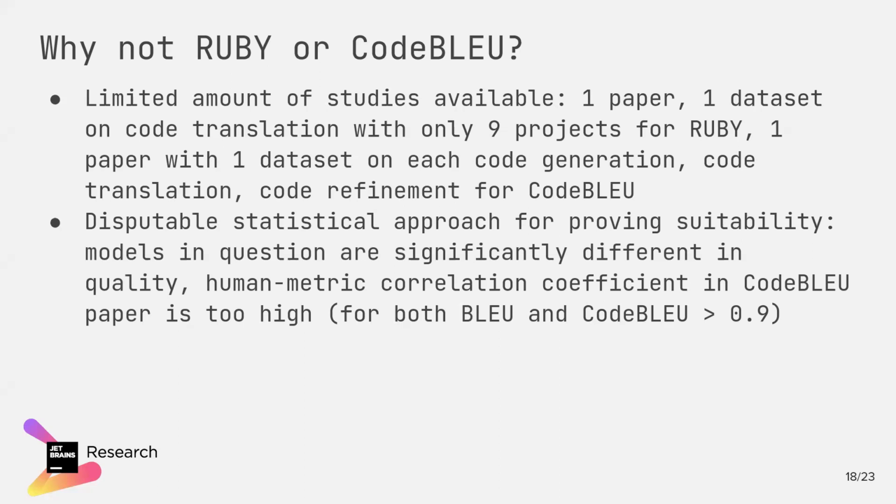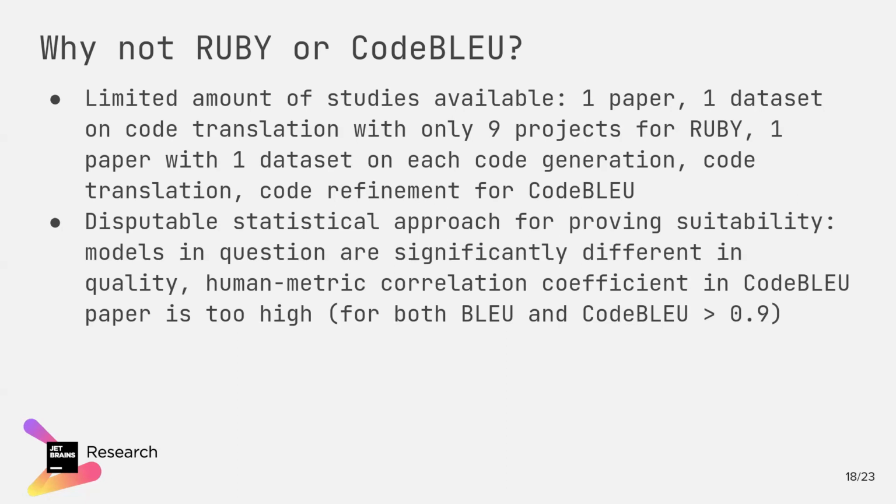They claimed a high human metric correlation coefficient for CodeBLEU, but the correlation coefficient in the CodeBLEU paper is too high. First of all, they used Pearson correlation coefficient, which is kind of a strange choice, but okay, whatever. But second, the correlation coefficient is greater than 0.9. And this is not in line with the correlation coefficients that one could typically expect in other studies. And it's not the size of correlation coefficients that we saw in our studies. So this seems to be dubious.